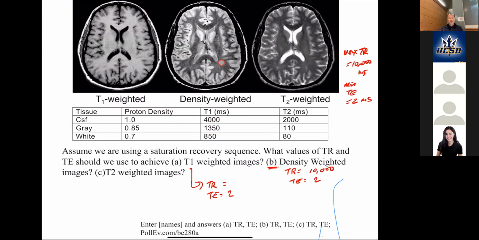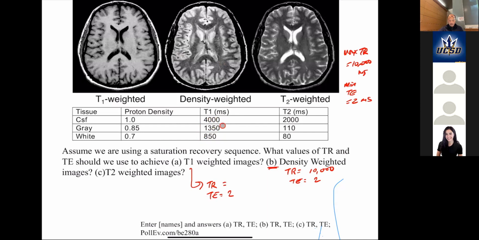Gray and white, right? So I would want to maximize the contrast between these two, because this one is so far off that no matter if I pick a number in the middle of these two, this is still going to be very dark, because it's so much longer. So typically, if you have three tissues, you just worry about the contrast between the ones that have the closest values, and the other one is going to be very different from those two anyway, because it takes so long to recover.